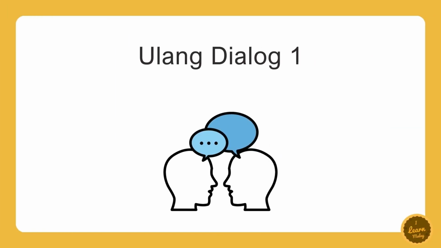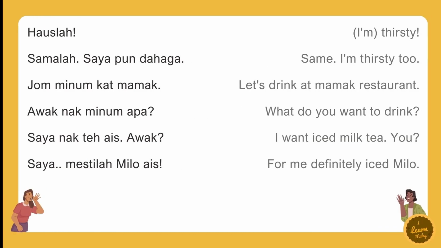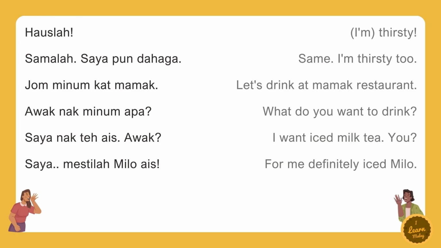Jom ulang dialog pertama. Let's repeat the first dialogue. Hauslah. Samalah, saya pun dahaga. Jom minum kat mamak. Awak nak minum apa? Saya nak teh ais. Awak? Saya mestilah minum ais.